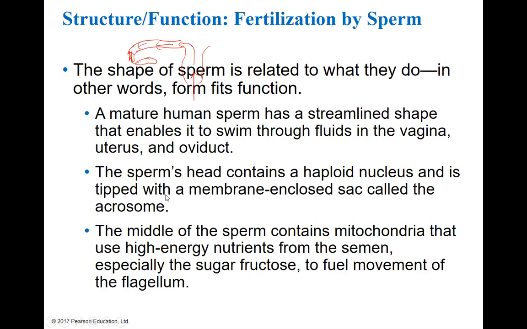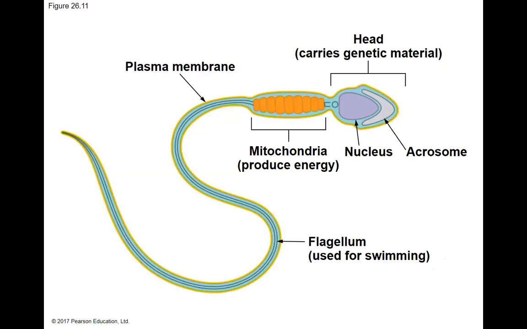The sperm's head has a haploid nucleus, and you already know now why it is a haploid nucleus. It undergoes meiosis, which is a reductive division. It undergoes meiosis 1 and meiosis 2 during its development. And by the time meiosis 2 has been completed, we have half the number of chromosomes, and that's why it's called the haploid nucleus. And it has a tip here, which is called the acrosome.